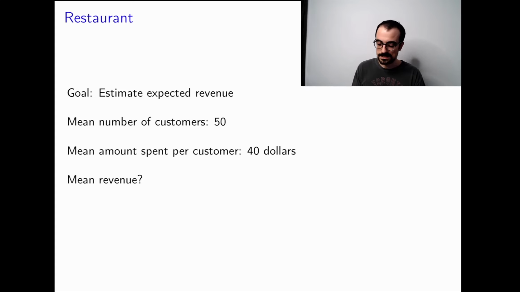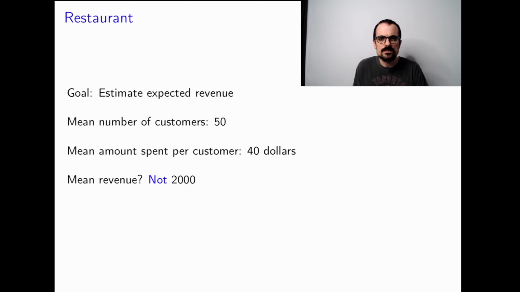So in this hypothetical situation, you want to estimate the expected revenue of a restaurant. You see that the mean number of customers is 50. The mean amount spent per customer is about $40. Maybe you gather some data. And then you would expect the mean revenue to be $2,000, right? But you realize it's not.